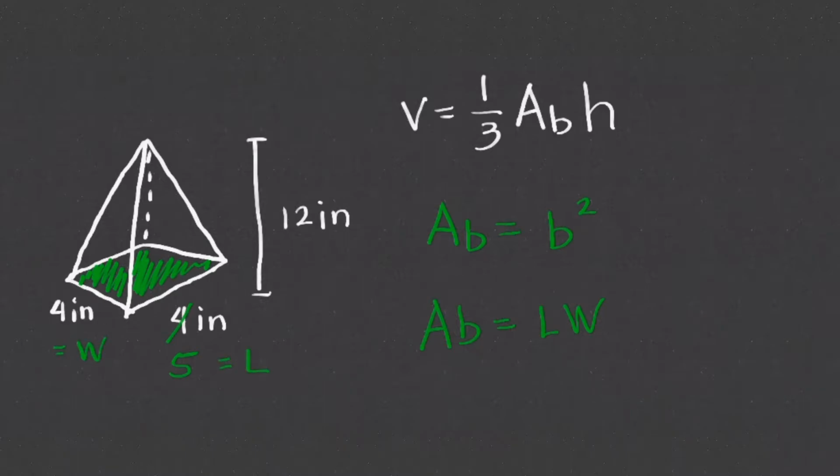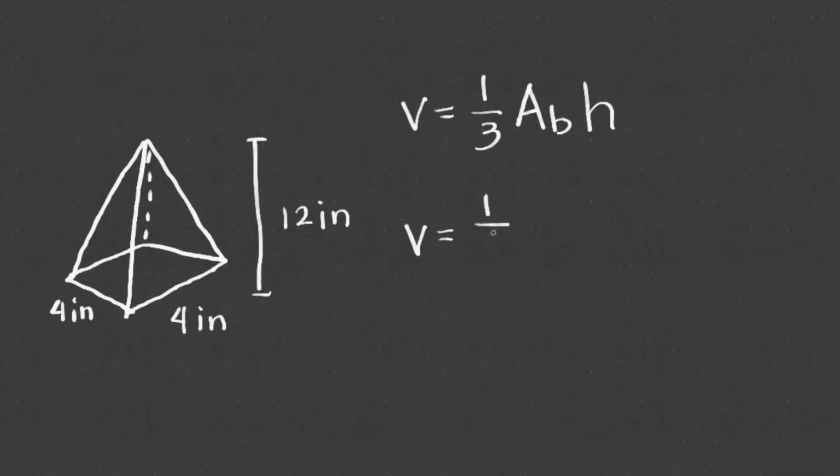So let's go back to the problem. Let's substitute the 4 for b. So the area of the base is equal to 4 squared. Therefore, the area is 16 inches squared. Now we know the area of the base. Therefore, we can now solve the volume of the pyramid.